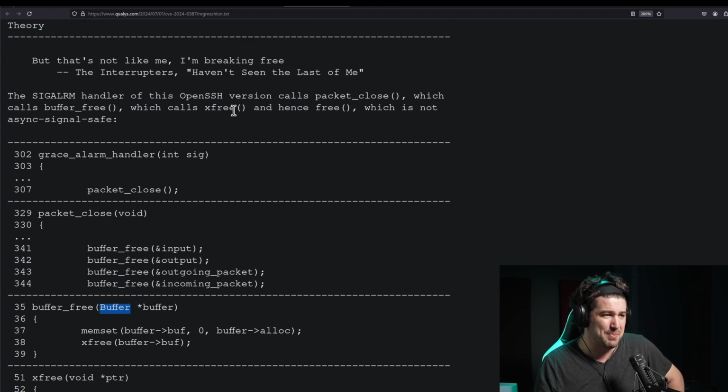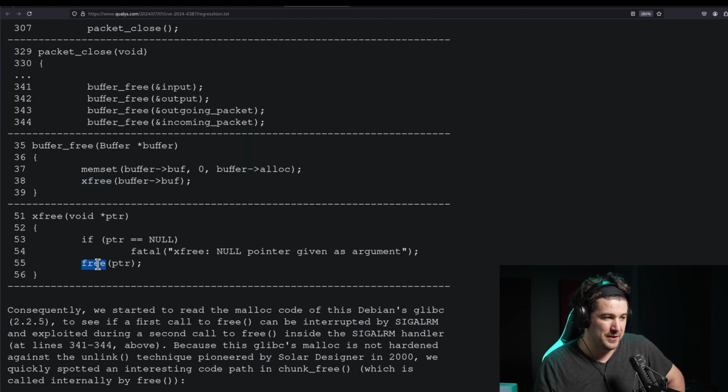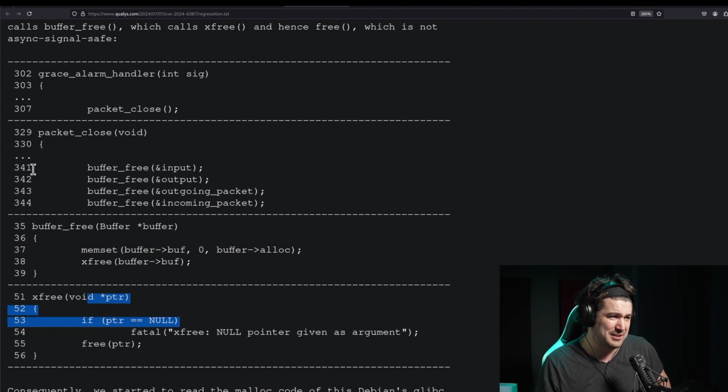Okay, yeah, we're just stepping through buffer_free. And this is buffer_free, which calls xfree, which calls free. Of course. Wait, what does xfree do? Why xfree? So we have a void pointer. If pointer equals null, xfree is just basically, I was going to say safe free, but it's going to fatal. Okay, that's fine. And buffer_free is okay. So this is just zeroing the buffer before freeing the pointer. Okay. This is just pretty standard C.